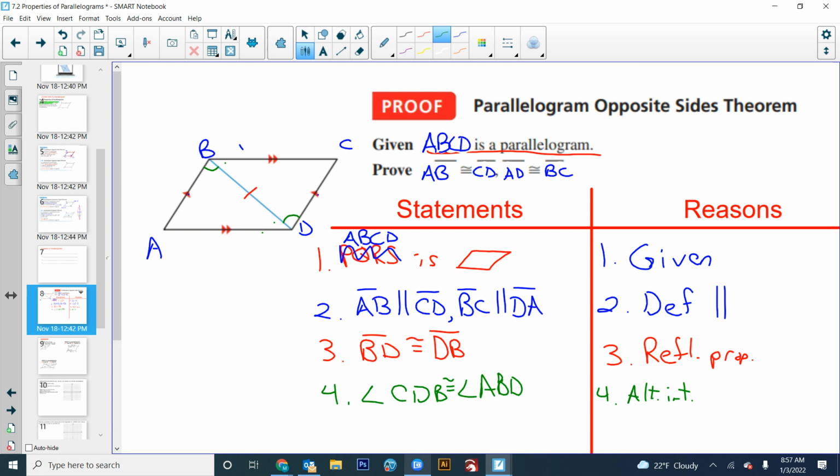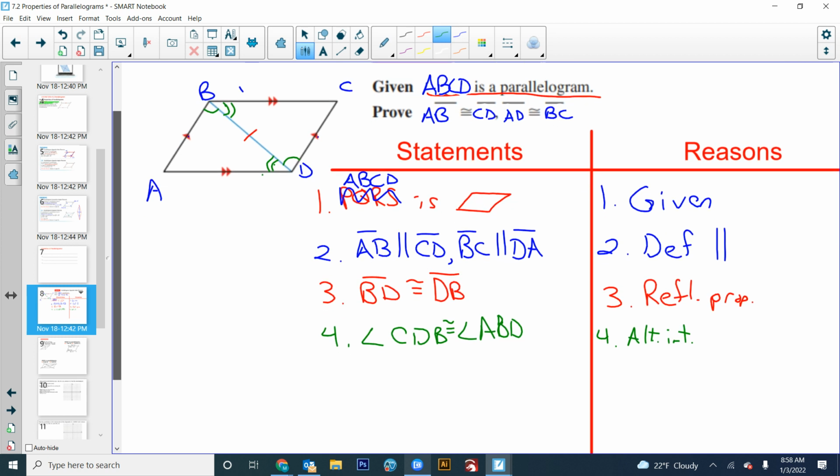So what else, Tally? Could we do AAS by doing angles CBD and CBD, ADB, sorry, ADB, these ones? Yeah. And the reason for those? Alternate interior. Good, as well. So if they're both alternate interior, I could put those on the same line, because they have the same reason.